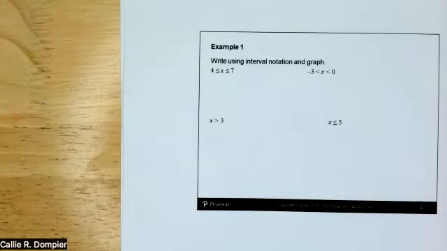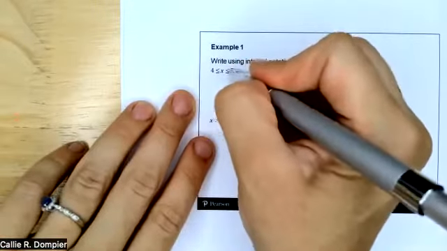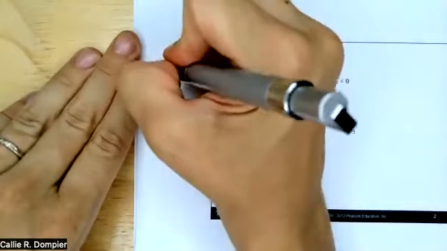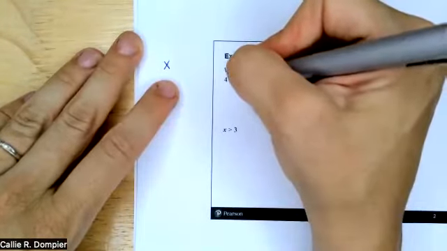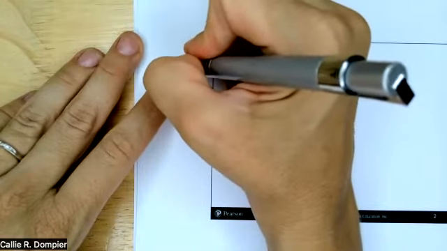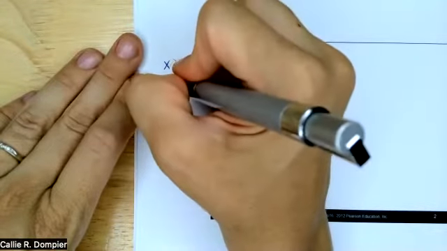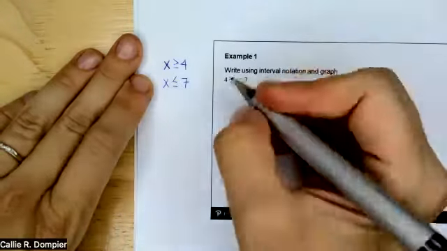Got everyone's hopes up. All right, 4 is less than or equal to x, which is less than or equal to 7. Another way I like it if my variable is always on the left, so you can change 4 is less than or equal to x to x is greater than or equal to 4, if you like that. And x is less than or equal to 7. But you don't have to.